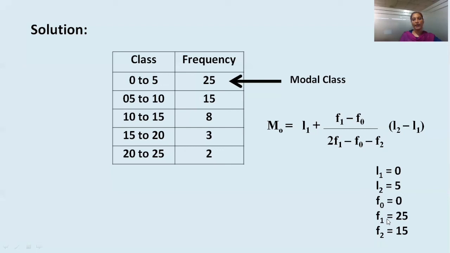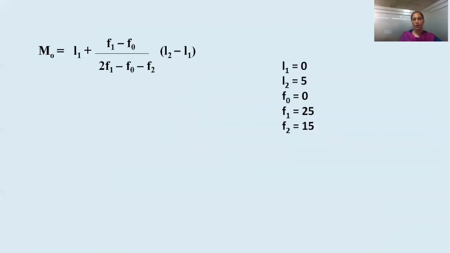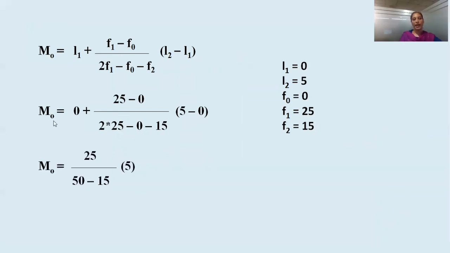After identifying the values of the notations, we only need to replace these values in the formula to get the value of mode. So we are putting all these values in the formula. Now we can simplify this. 25 minus 0 will give us 25, 2 into 25 is 50, and 5 minus 0 will give us 5. So our next simplification step would be 25 divided by 50 minus 15, into 5.